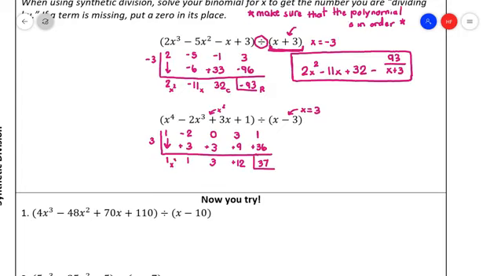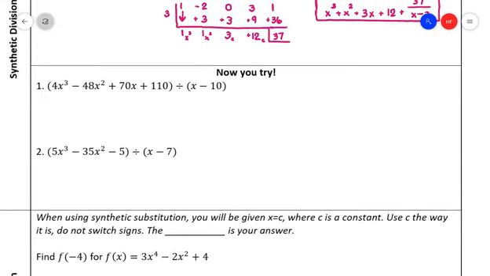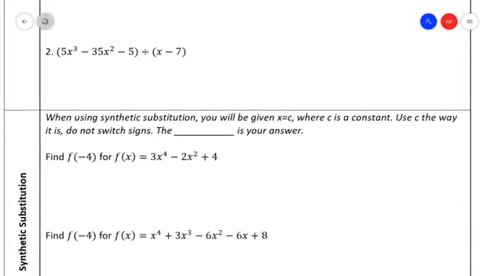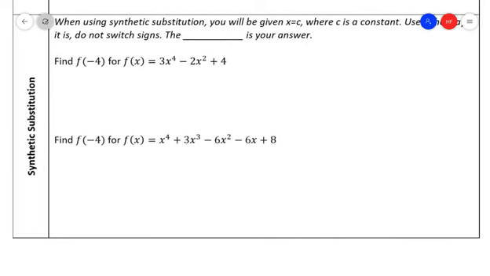So we drop down degrees. This is cubed, squared, x, constant. So when I write my answer, I'm going to say x cubed plus x squared plus 3x plus 12 plus 37 over x minus 3. And then the next two will be for you guys to do. Make sure that you check if it is in the right order, and also that all the powers are there.